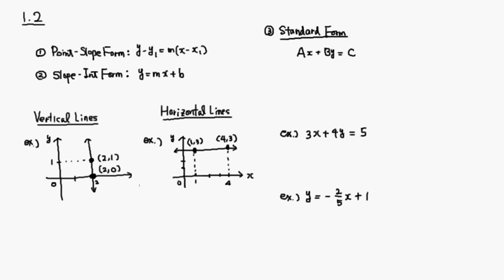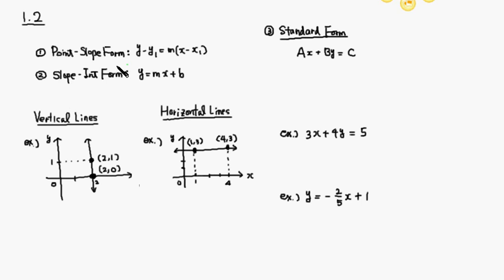Okay, let's look at section 1.2 continued. All right, so we've already looked at a couple of forms. The first one was the point-slope form, which is y minus y1 equals m times quantity x minus x1. And the second form was the slope-intercept form, which is y equals mx plus b, a very familiar form. All right, then there's actually a small problem with these two forms.